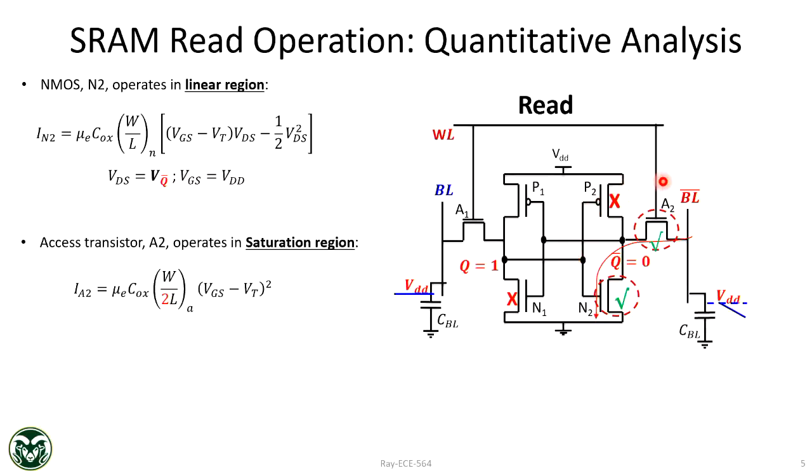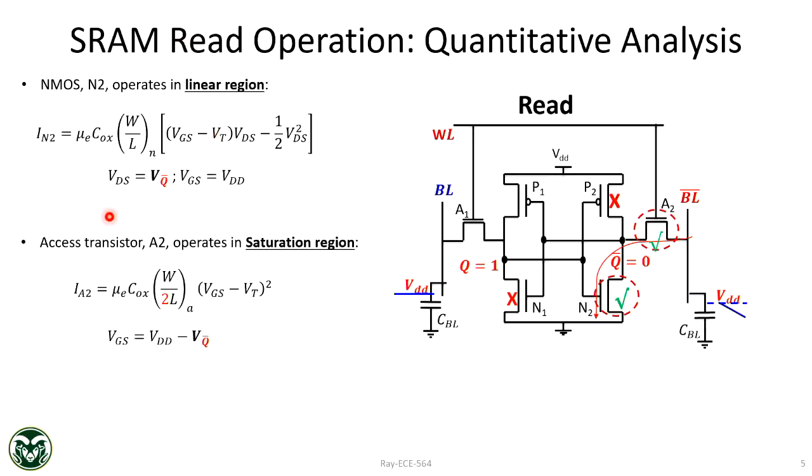Anyone following this? Will it be VDD or lower than VDD? VDD minus VQ bar. You have to, because VG, right? Gate voltage is at VDD because you turned on the word line. And source is this point, which is VQ bar. So here, VGS will be VDD minus VQ bar.